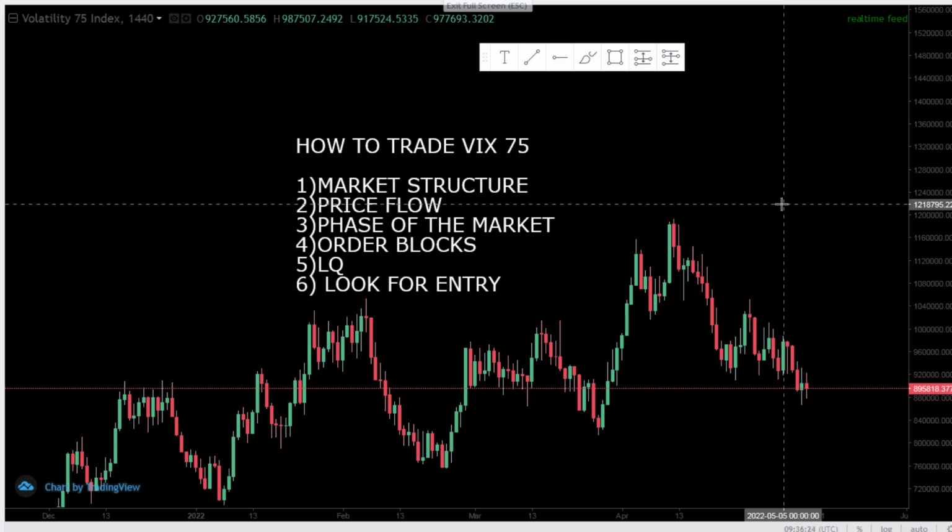Our fourth step is going to be order blocks. We're going to take a look at our order blocks. Is price now trading at an order block, or what's going on?